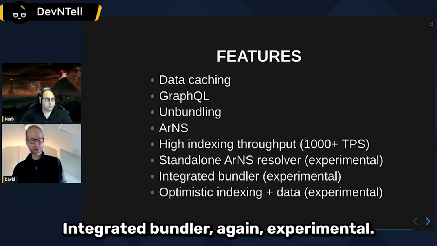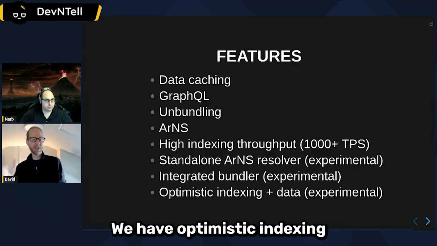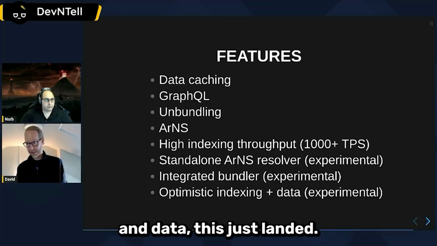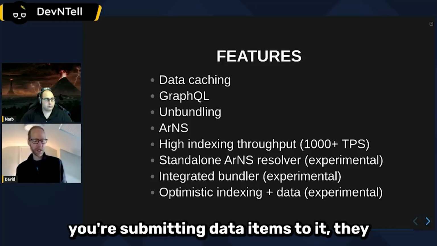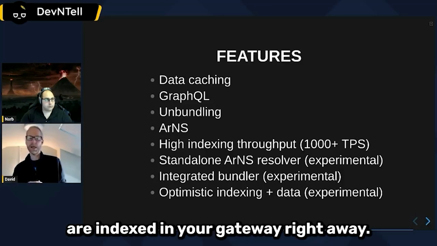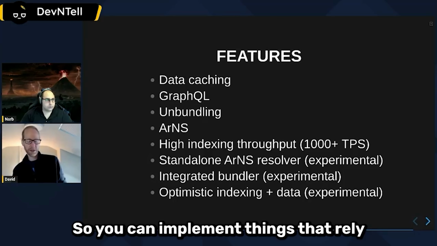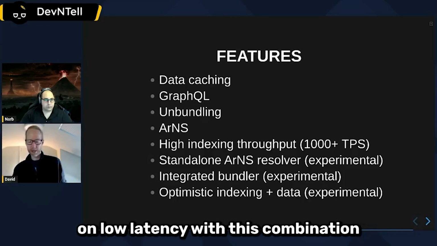All these experimental things are under active development, and we're trying to make them very robust as quickly as we can. Integrated bundler, again, experimental. We have optimistic indexing and data. This just landed. That means if you're running the bundler right next to your gateway and you're submitting data items to it, they are indexed in your gateway right away. So you can implement things that rely on low latency with this combination.